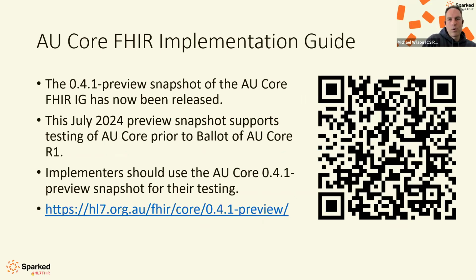So the testing scenarios, what we're looking at testing against is the 0.4.1 preview snapshot of AU Core. So that's an update to the one that was previously available for testing. So before, there was the 0.4.0 preview snapshot that was available for testing, but this has just been updated. There was an issue that we actually identified through testing events with a SMART App Launch dependency in the IG that was causing issues. The dependency wasn't available. So 0.4.1 has now been released, which has that dependency changed for SMART App Launch. So it's resolved that issue.